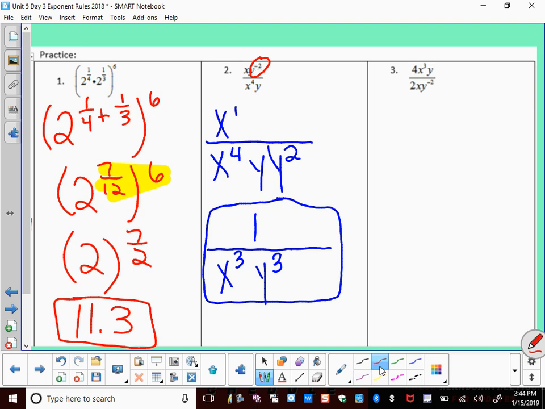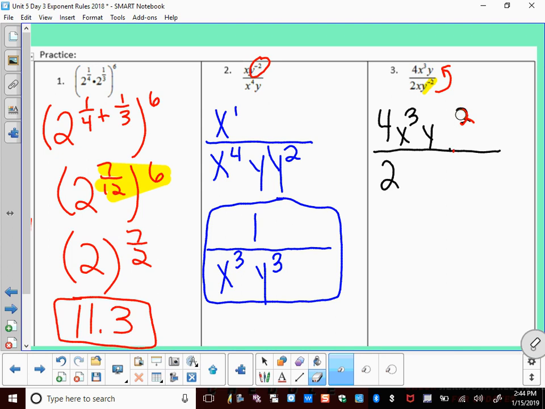Alright, number 3, I also have an exponent here that I want to get rid of. Let me do this a little better. So I'm going to move it to the top, and leave everything else the same. That y to the 2nd goes to the top. On the bottom, we still have this plain x. Now we can simplify. What's 4 divided by 2? 2.